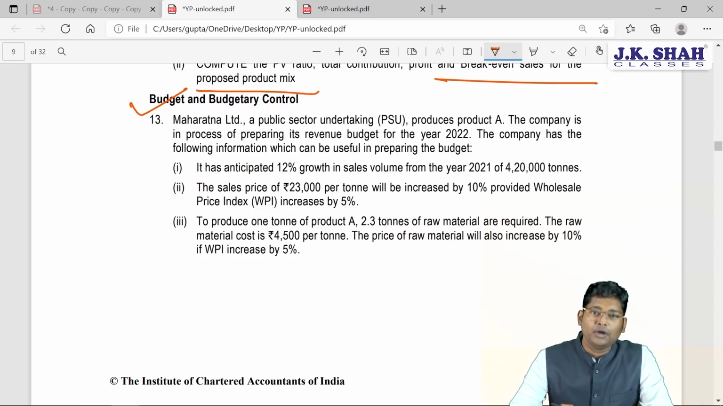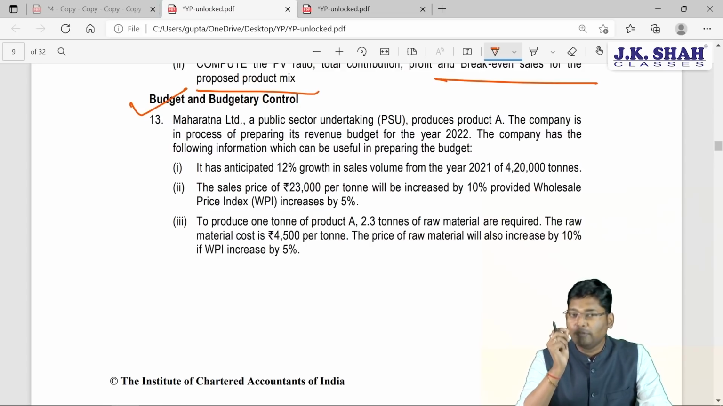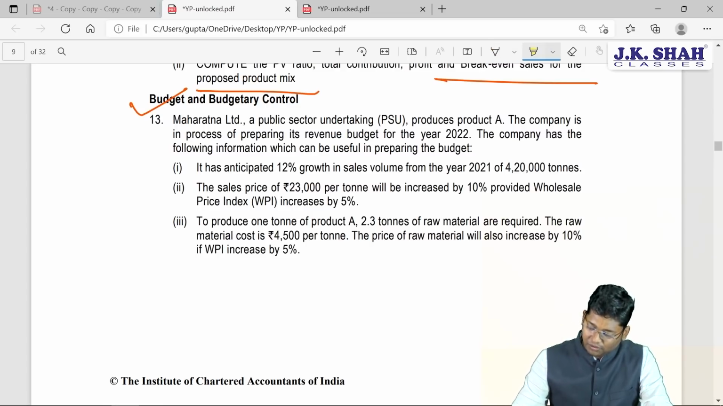And the last practical question, which is covered in your RTP of cost and management accounting, is budget and budgetary control. This is a little tricky question where all minor points you have to consider while solving this particular sum. So let's continue with this.